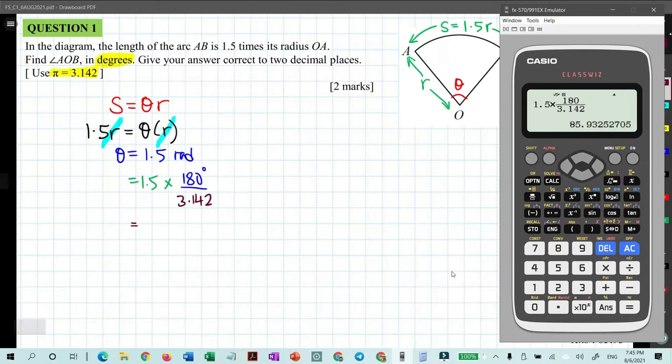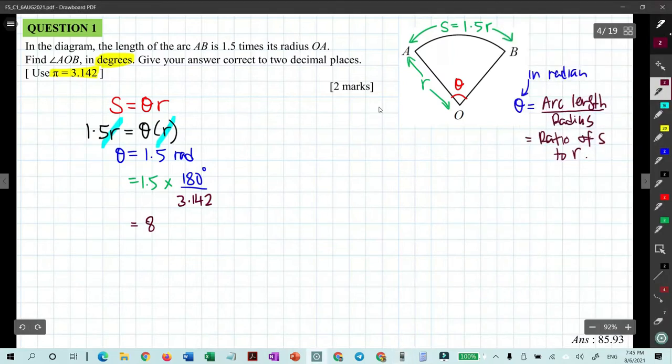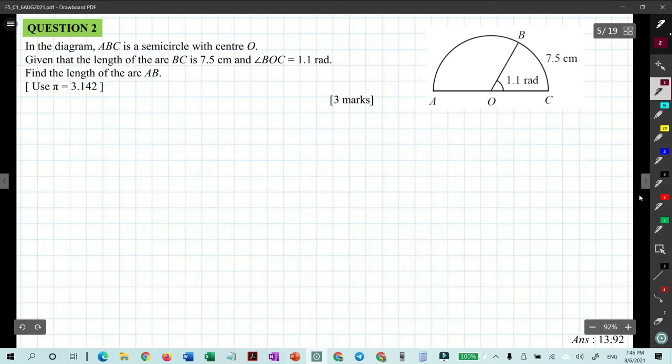When you press equals, you will get 85.93, as requested in the question: give the answer correct to 2 decimal places. Therefore the final answer is 85.93 degrees. Let's move to the next question.